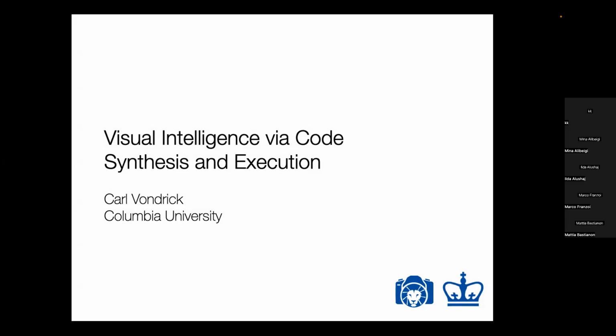Hello everyone. Let me do a brief intro of our next speaker, Carl Vondrick. Carl is an associate professor at Columbia University. He works on a wide range of interesting topics in vision perception, also on large language models, audio, and robotics. The title of the talk is Visual Intelligence via Code Synthesis and Execution. The stage is yours. Thanks.